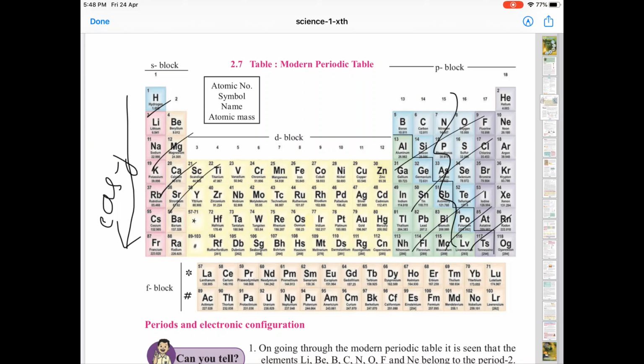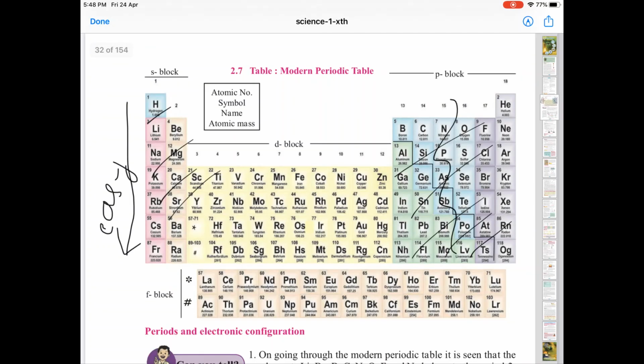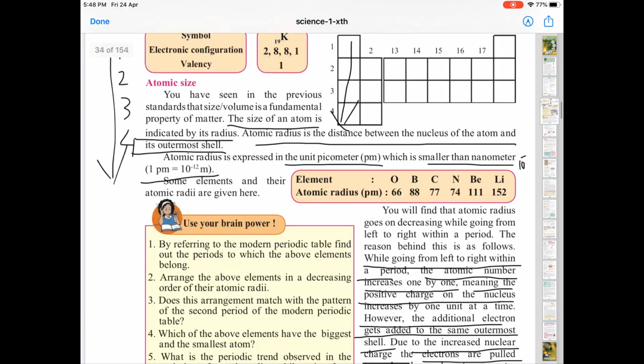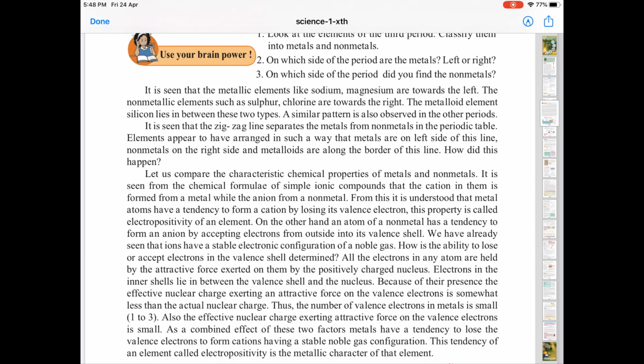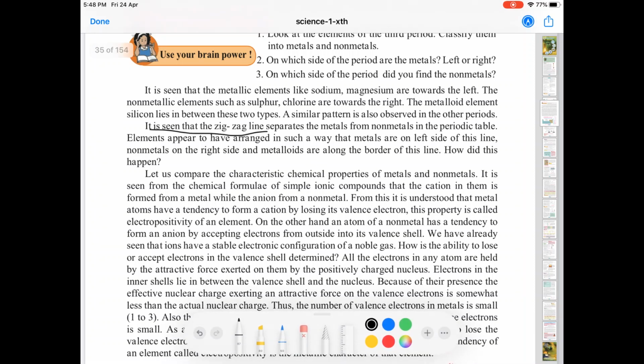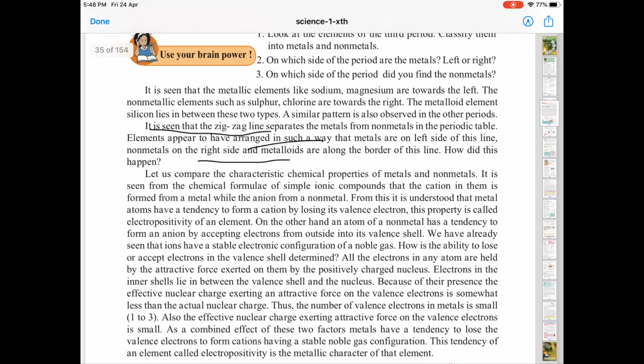So in your book they have given this concept in very few lines at the top, and then there is a concept of the zigzag line here in the center. We have seen that around the zigzag line we have metalloids, right? So metalloids have both metallic as well as non-metallic property. I hope you understood this topic.